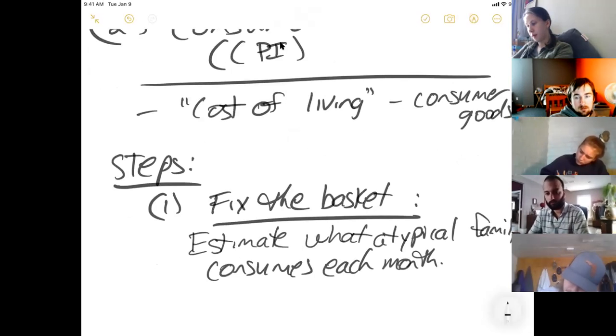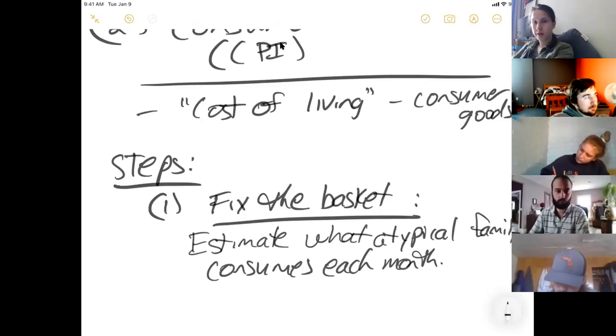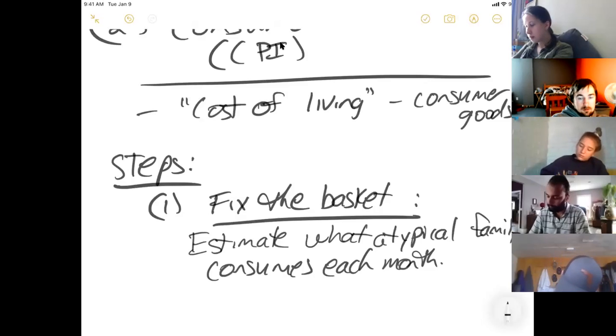So the government estimates, you know, how many gallons of milk does a typical consumer or typical family drink every month? How many gallons of gasoline? How much do they spend on streaming services? How much do they spend on rent on their house? How much do they spend on daycare, right? I mean, it goes on and on and on.